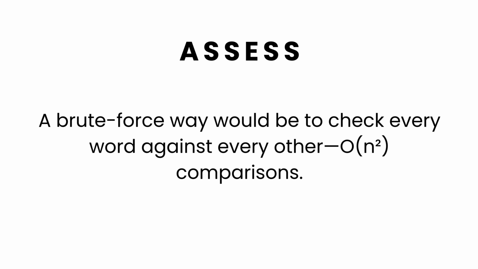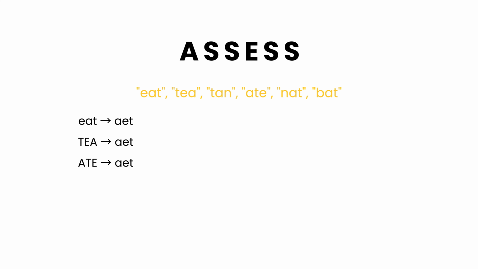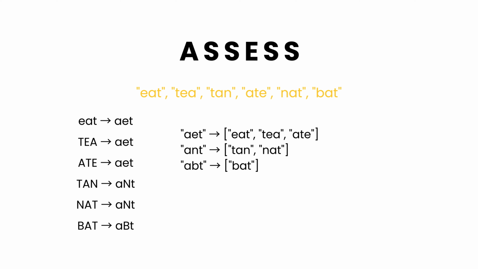A brute force way would be to check every word against every other, O(n squared) comparisons. That's slow. The real trick is to find a unique signature for each group, so you can collect them in O(n) time. The easiest way? Sort each word alphabetically and use that as a hash map key. Every anagram will have the same sorted form.